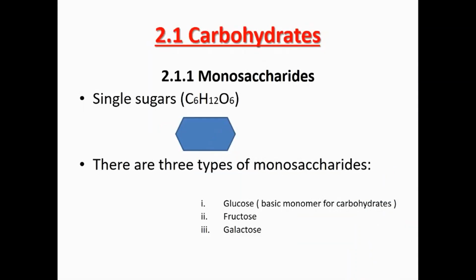So this is an example of a monosaccharide. Like I said, it's a single sugar, and right there is the chemical formula C6H12O6. As you can see there, if there are 12 hydrogens, there are 6 oxygens, 2:1. Always remember that ratio. There are 3 types of monosaccharides: glucose, fructose, and galactose. Glucose is the most basic monosaccharide for carbohydrates. It makes most of the polysaccharides that you see. In every polysaccharide, there will be glucose. In disaccharides, there will be glucose.